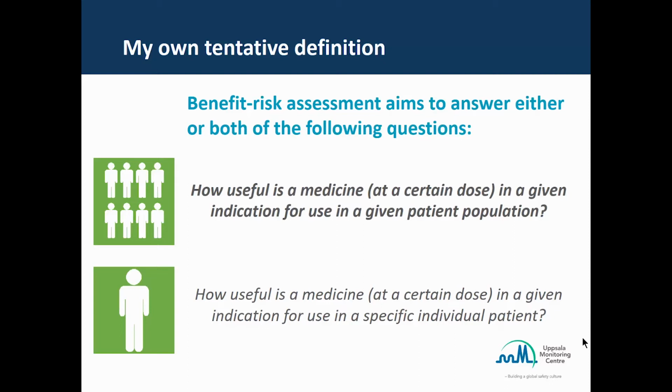Both the population perspective, which is captured in this first question, and the individual patient perspective, which is captured in this second question down here, are important. Although the focus of this specific lecture will be the population perspective, which is why this first question here is given in bold. Now, this definition that I've given here is based on what kind of answer a benefit risk assessment will give, rather than how it is performed. Obviously, this answer will depend on the benefits and the risks, which is why this definition hopefully makes some sense.